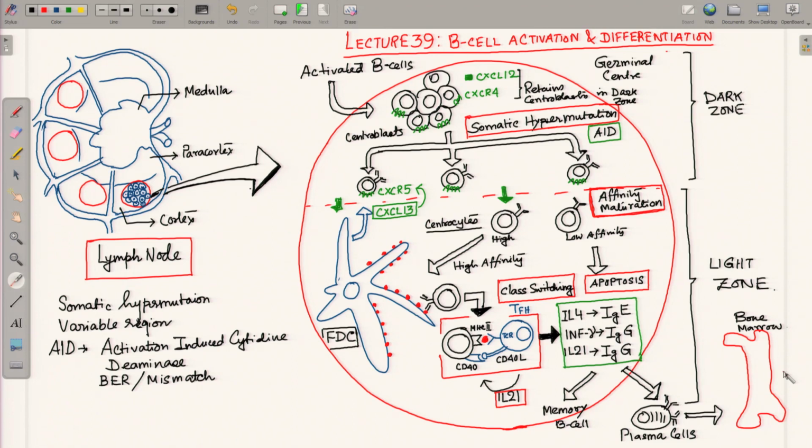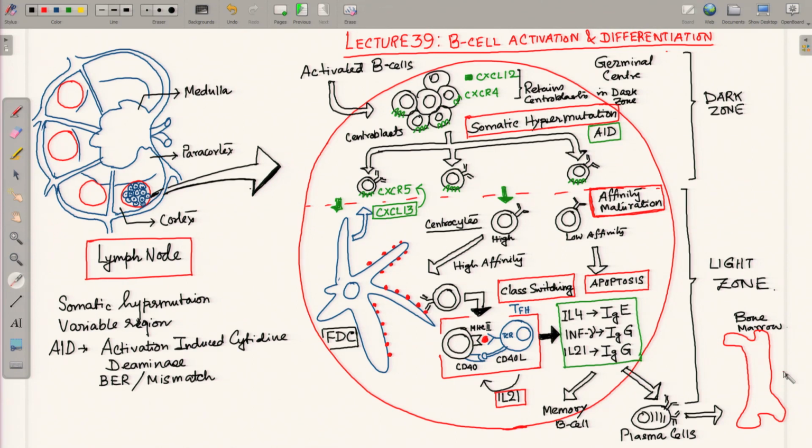So, in this lecture we got to know about B cell activation and differentiation, how the B cell activation occurs, how it differentiates into different cell types, and finally class switches into different isotypes and produces different types of antibodies. You can go through all the details in the books that we have referred to. You will find more details on the different steps.